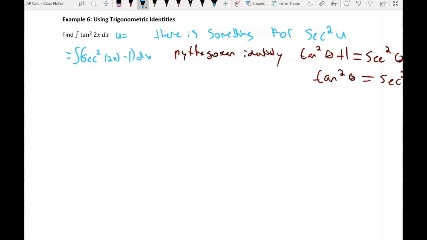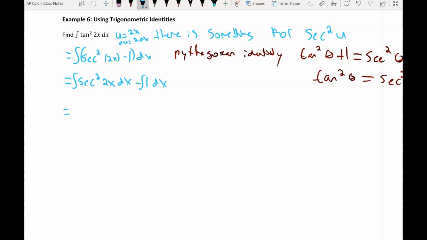Okay, now we're going to use some u substitution just to clean things up. We're going to let u equal 2x, which implies that du equals 2 dx. Because the antiderivative of secant squared of u du is tangent of u. So we can rewrite this as the same thing as the integral of secant squared of 2x dx, look at that on its own, minus the integral of 1 dx.